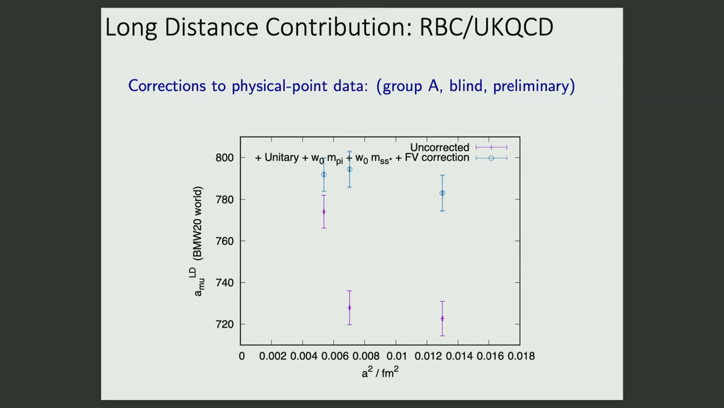Okay, that was for one lattice spacing. Now, if you do it for the 3 different lattice spacings, you get these points. And again, just the long distance contribution, blinded. We can do finite volume corrections and slight mass retuning corrections and so on to get to the physical point and infinite volume, and then you get these 3 points here. Okay? So then you just need to extrapolate those points to the continuum limit.